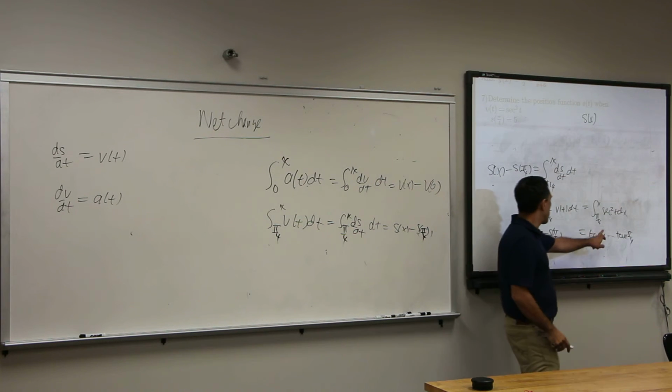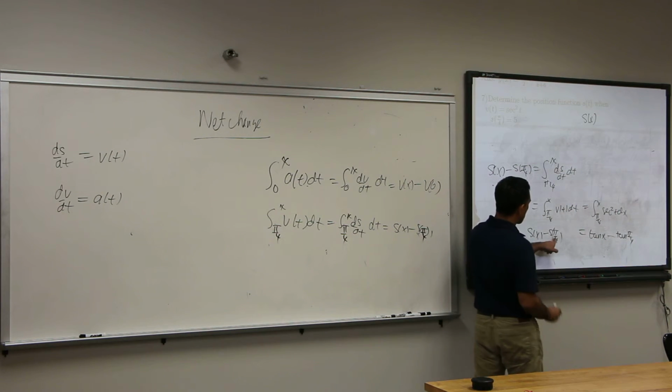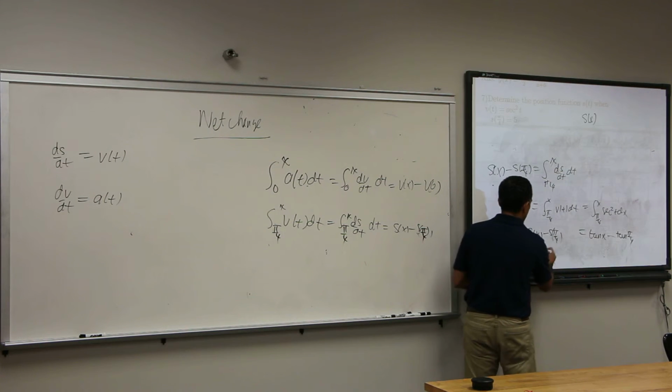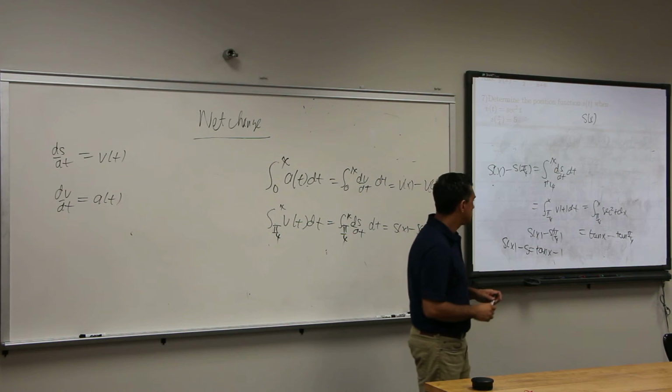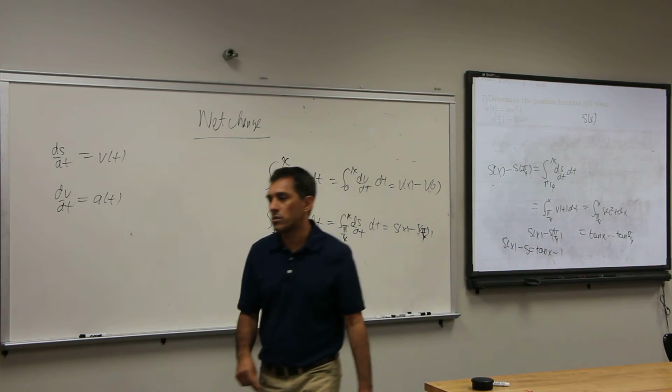What is tangent of pi by 4? 1. S of x. What is s of pi by 4? 5. What is s of x? Tangent of x plus 4.